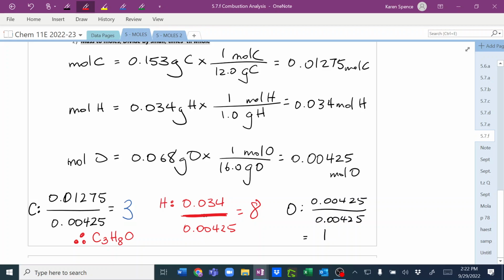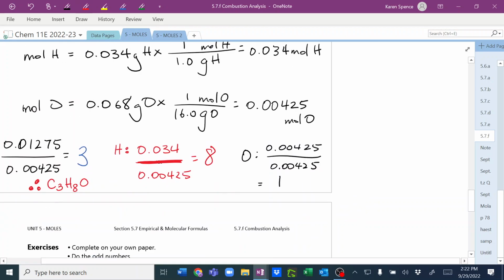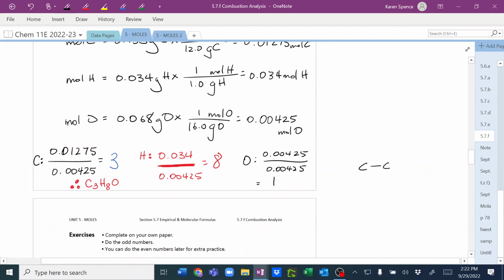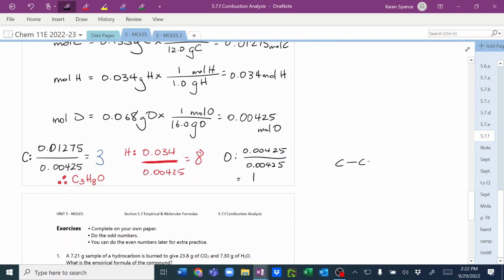How do you draw that? That's a really good question. Okay, so we have C3. Carbon almost always forms how many bonds? 4. So I'm going to put all my carbons together, because they form the most bonds, so they'll be sort of central.